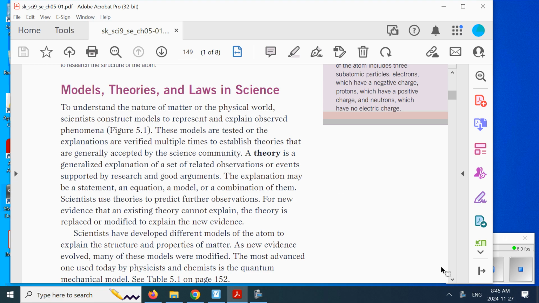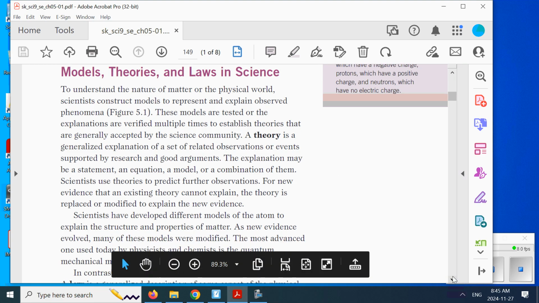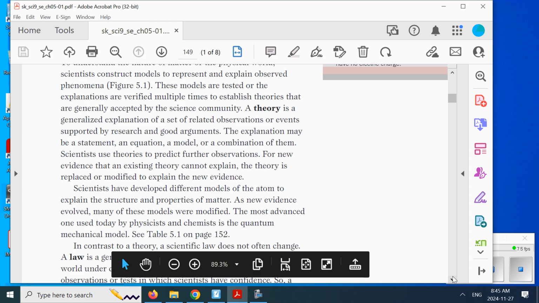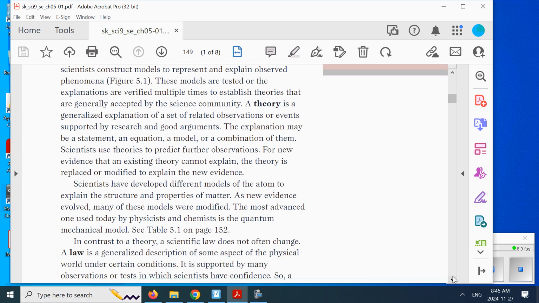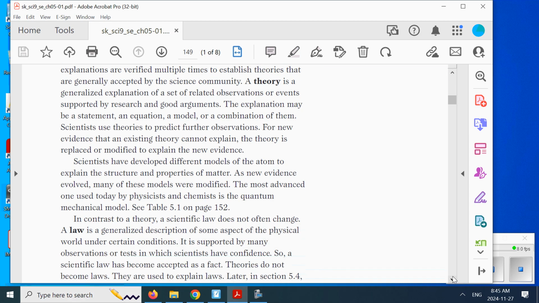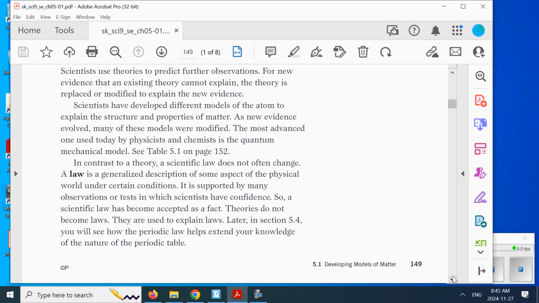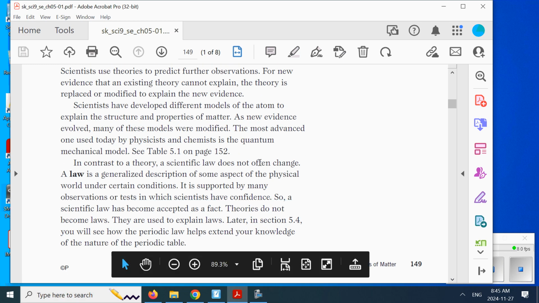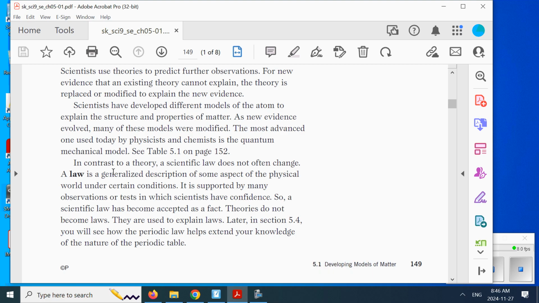A theory, in common language, is something entirely different. Here, a theory is well supported. It's not just a hunch or a guess. And a law is something different. A theory does not last for 10 years and then become a law or something like this. It doesn't. That's not the way it works.